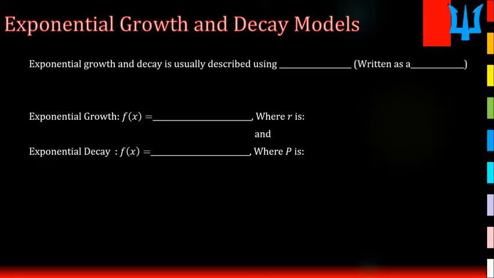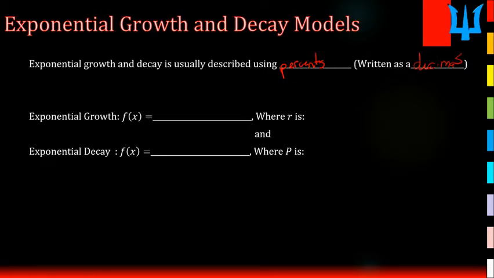So exponential growth and decay is usually described using percentages. And we always write percents in math as decimals. So that means we always want to move the decimal place 2 places to the left.